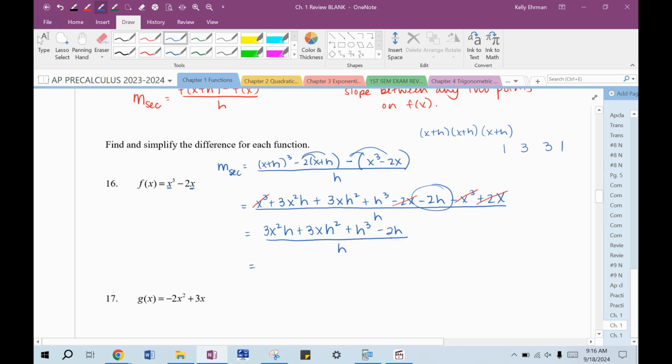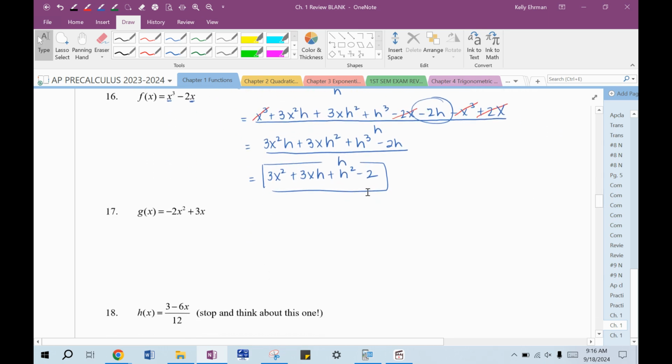Because I can divide every single term by h, I can just go through and do that. So I get 3x squared plus 3xh plus h squared minus 2. You could also say the reason we're allowed to do that is because we can factor an h out of the top and then cancel that h with the one down here. That's the longest difference quotient we have.